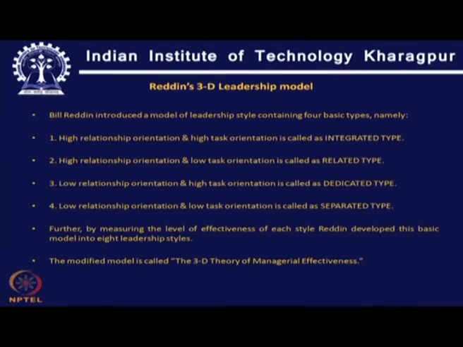So, what Reddin did was base it on the effectiveness of each of these styles in different types of situations, whether you are applying a particular style in the appropriate situation or not. Based on that, Reddin classified this model into 8 leadership styles, and it is called Reddin's 3D model of leadership effectiveness. These are the basic styles, no doubt, but whether you are applying them properly to a particular situation or not will again define your style of leadership.